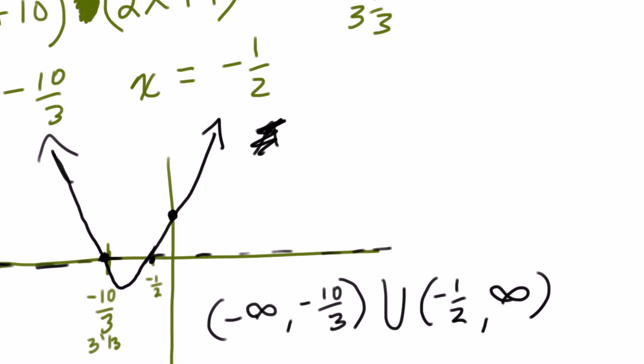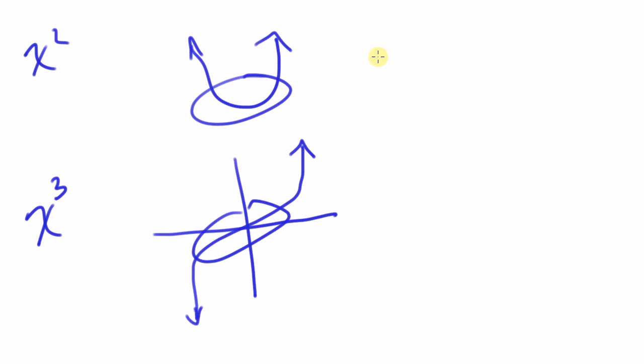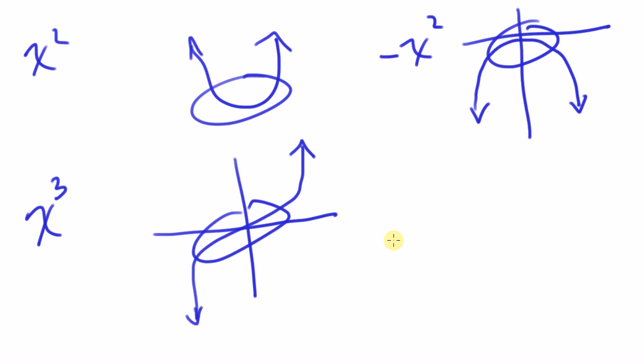Alright, well that concludes 2.4. And just remember that the parent function of x squared is parabolic and it opens up. And all you have to do is figure out what happens in the middle. And that cube function goes like that. And all you have to do is figure out what happens in the middle. And the negative of it is going to make it open like this. And all you have to do is figure out what happens in the middle.